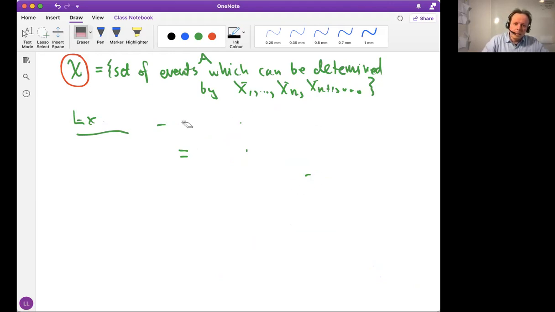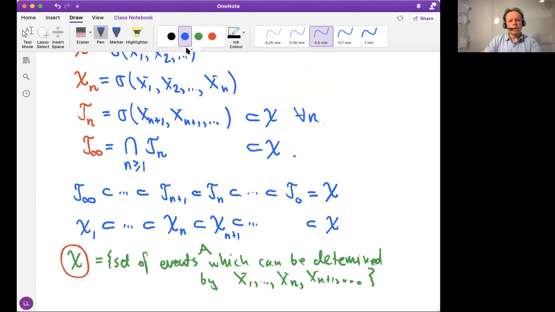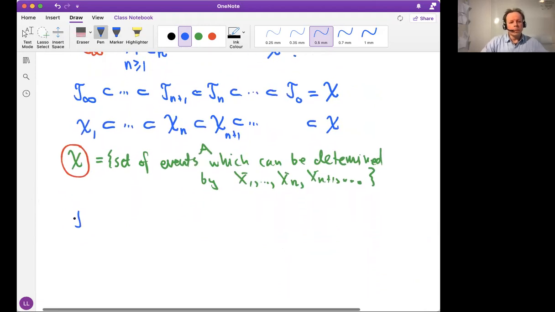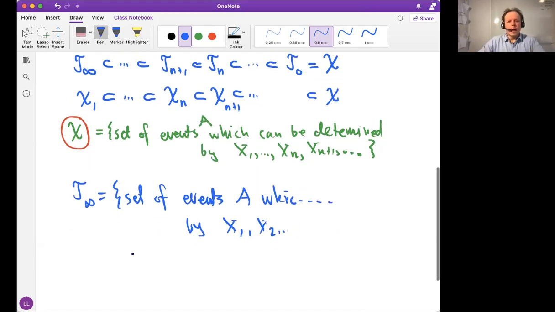And finally, I might like to chat with you about this T infinity. What would be the intuitive meaning of T infinity? With this understanding, this would be a set of events A which can be determined by the full sequence, and also by omitting any finite number of the sequence.